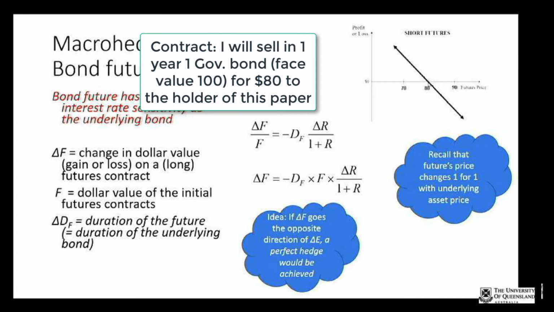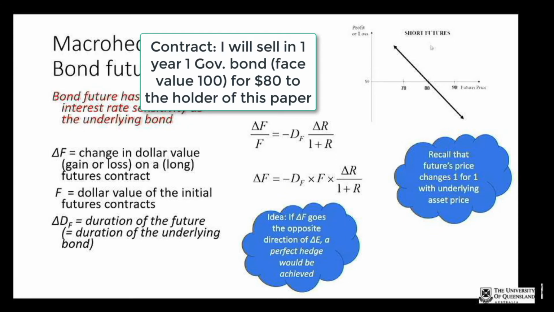Let's go the other direction. If bond prices go up to $90, the value of that future now goes, you can see that in the graph, down by 10 also. Now we can do one step further, linking the change in interest rate to the change in bonds.